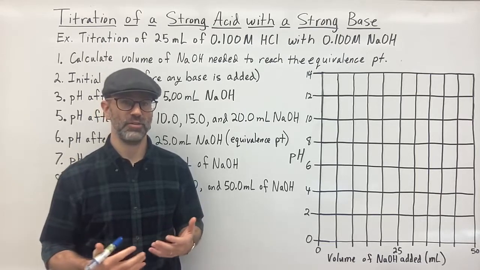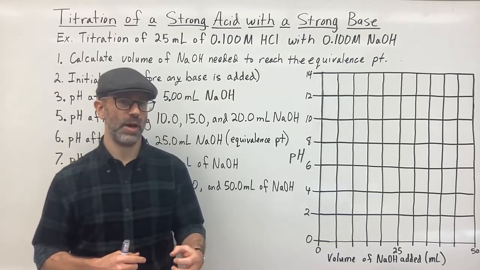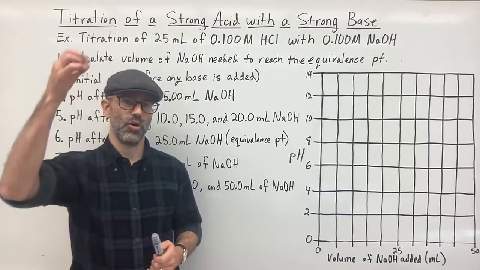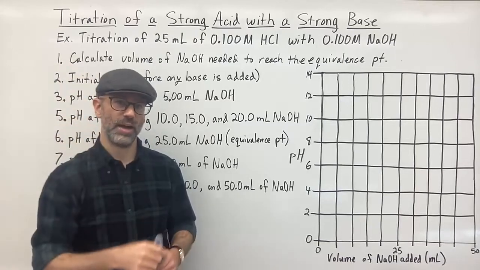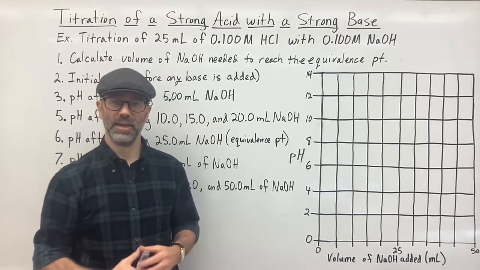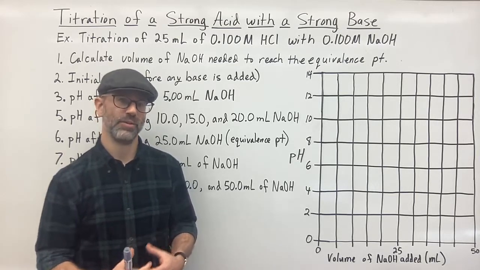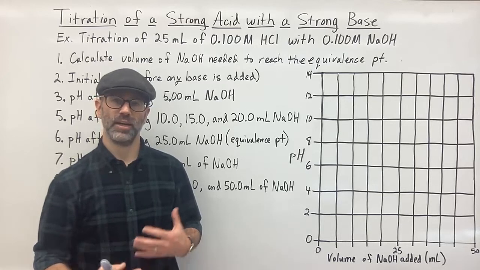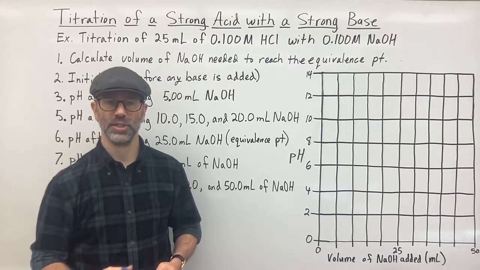So in an acid-base titration, you might start with an acid in your Erlenmeyer flask, and then in your burette, you have your base, and you're adding the base to the acid until it's neutralized. Normally, you will have some sort of indicator in your Erlenmeyer flask, so that you'll get some sort of color change when you reach the end point of your titration.